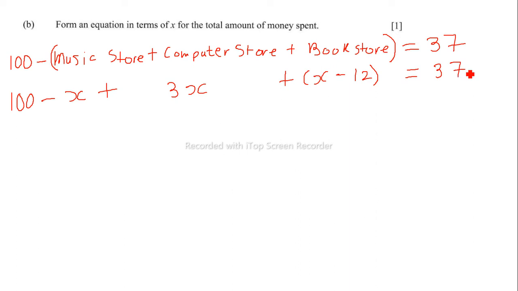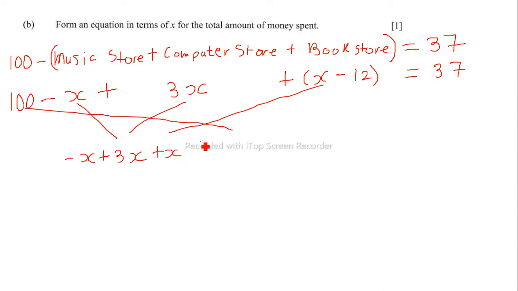And so we're going to gather all our x's together. So we have negative x, we have 3x, and we have x again. So we have negative x plus 3x plus x. And we want to gather all our numbers together. So we have 100 and we have negative 12. And all that should equal 37.